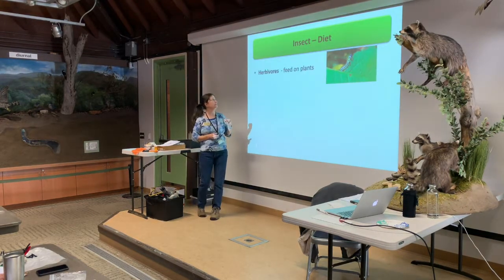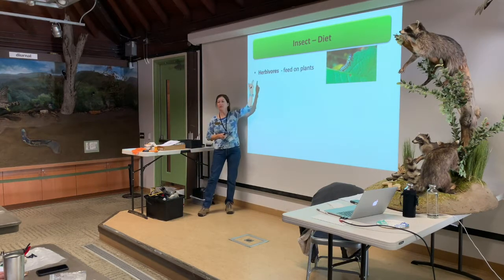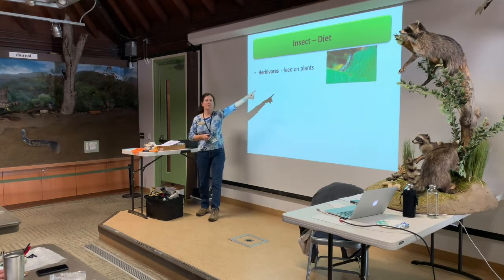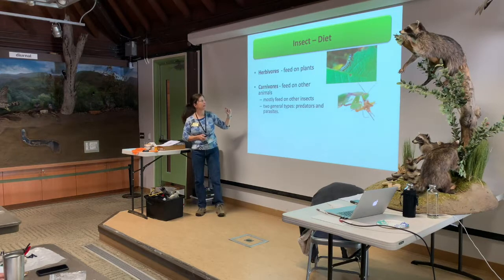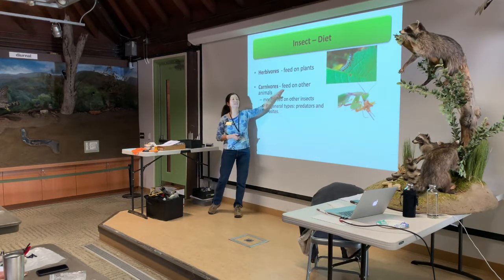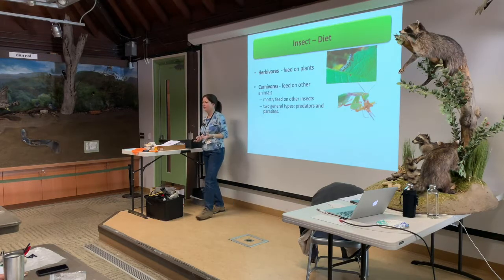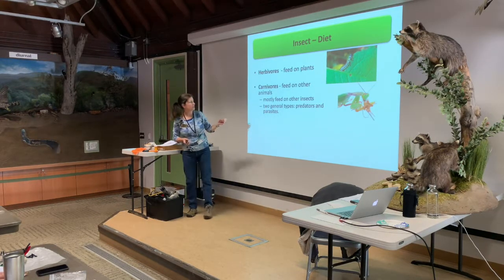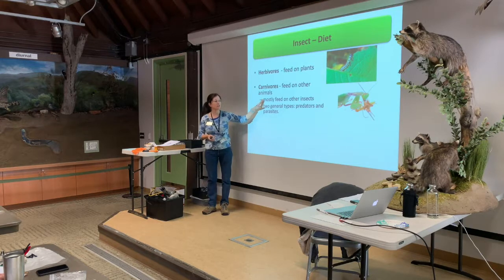Insect diet. There are the herbivores that eat plants. There are the carnivores, which we discussed before. It just means that they feed on other animals. It doesn't necessarily mean it's mammals. So they mostly feed on other insects. There are two general types of carnivores: predators and parasites.